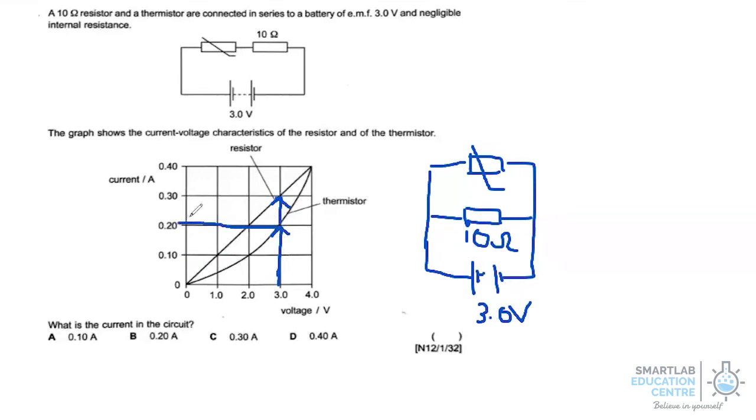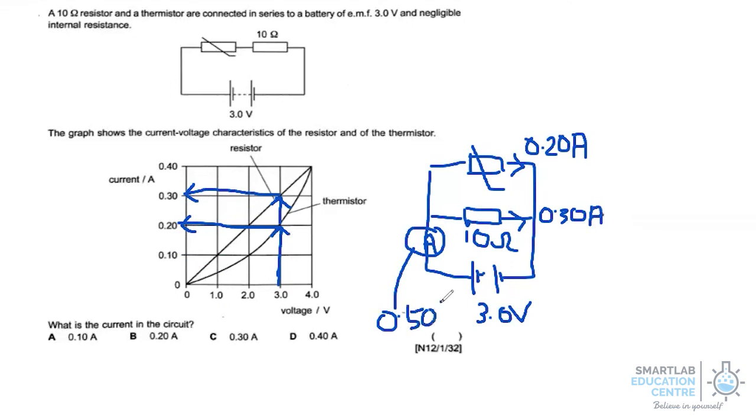In this case, the current flow through the thermistor is 0.20 ampere, while the current flow through the resistor is 0.30 ampere. And if we were to put an ammeter around here, then the total current flowing out from the battery will be 0.50 ampere. So that's how we use a VI graph to solve electric circuit problems.